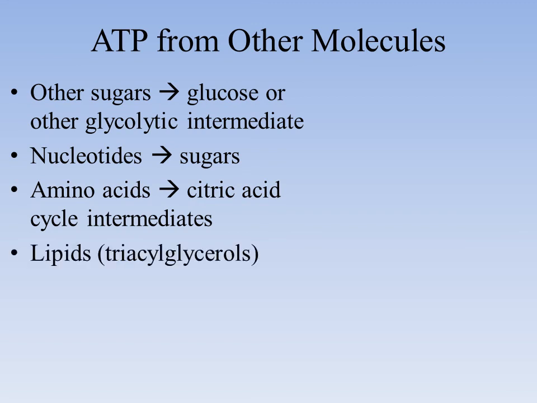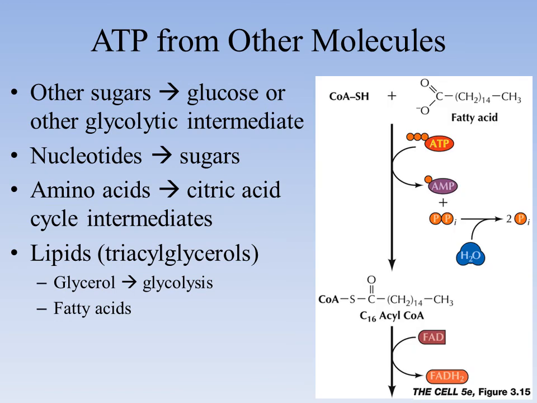Now, lipids, this is where we can get a lot of energy from a very small molecule, really. So remember, lipids are composed of triacylglycerols, where we have 3 fatty acids connected to glycerol. The glycerol portion of this can actually be converted to a molecule that goes into glycolysis. So glycerol can go into glycolysis. Glycerol is really a sugar intermediate. And then the fatty acids go through their own oxidative process. So let's look at an example of that.